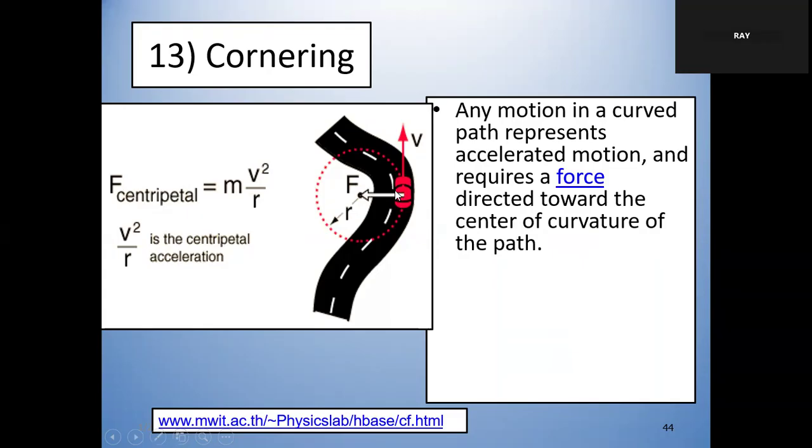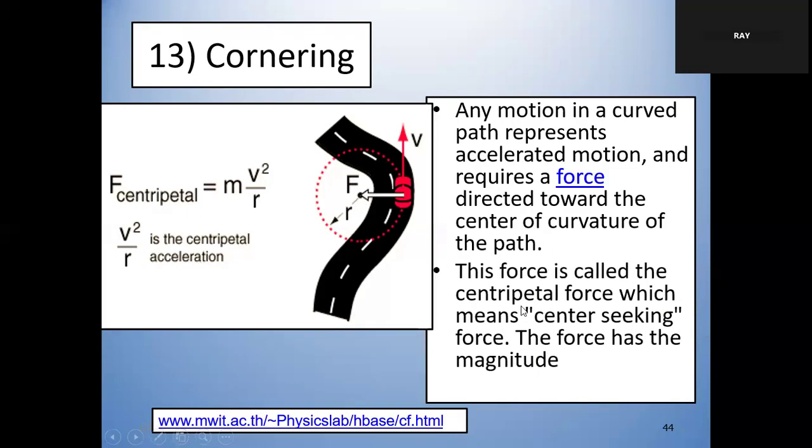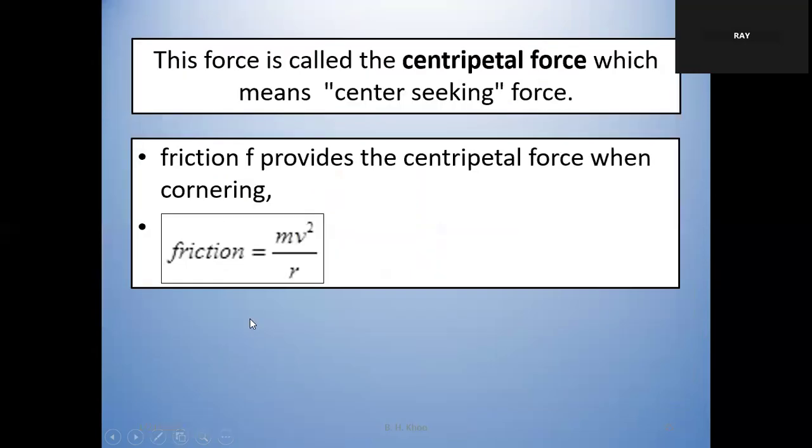So centripetal force is provided by friction. You call it centripetal force because it's a center-seeking force, and the magnitude is mv squared over r. Friction provides the centripetal force when cornering. So friction equals mv squared over r.